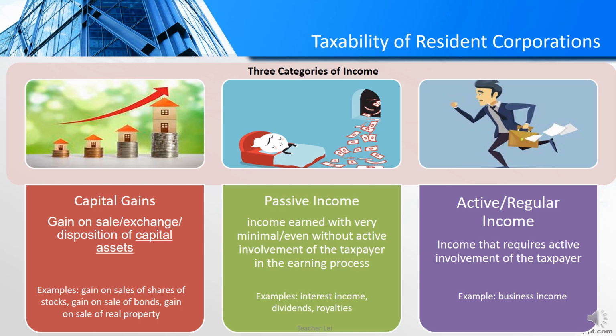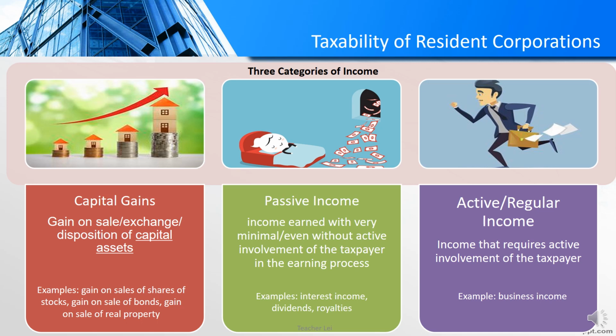Take note that we have discussed in a previous chapter that there are two different types of assets: ordinary assets and capital assets. Ordinary assets are assets that are used in the normal course of the business, while capital assets are assets that are held for investments. Examples are gain on sales of shares of stocks, gain on sale of bonds, gain on sale of real property.